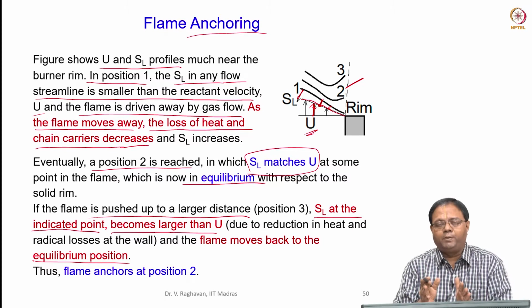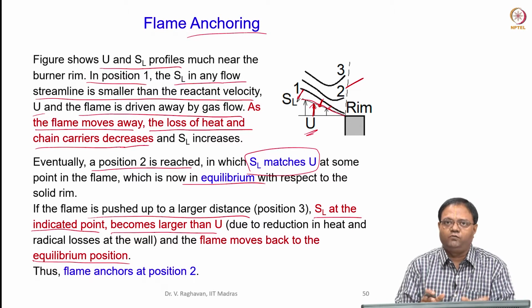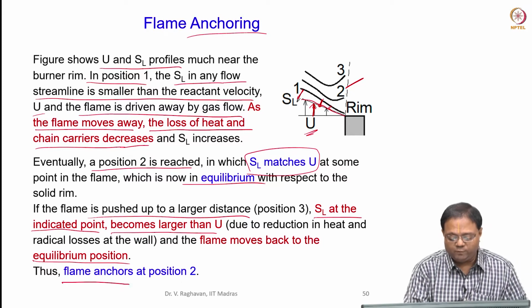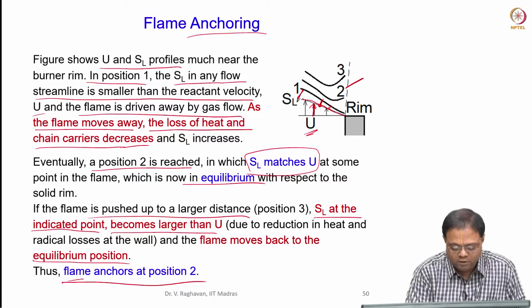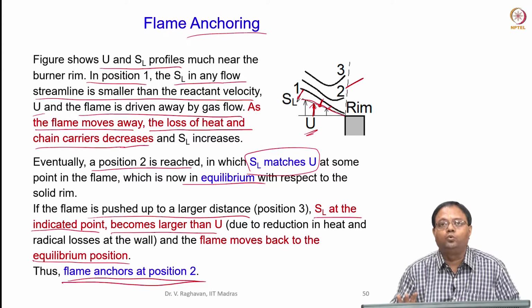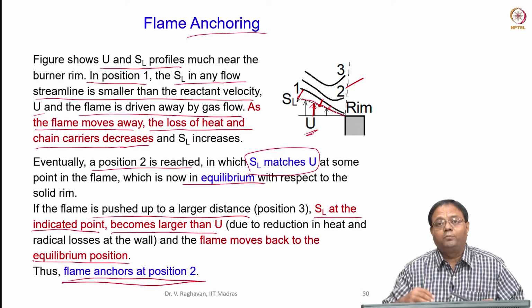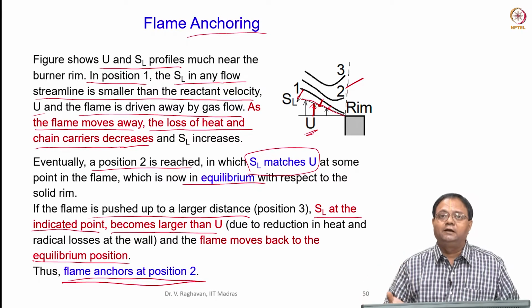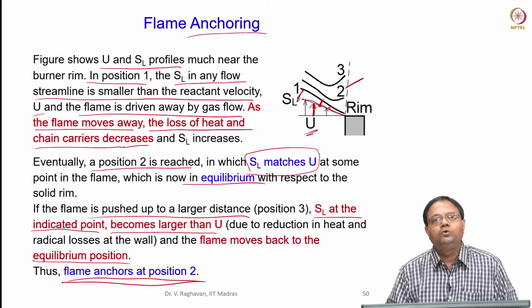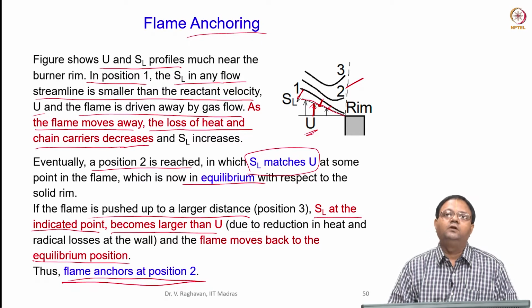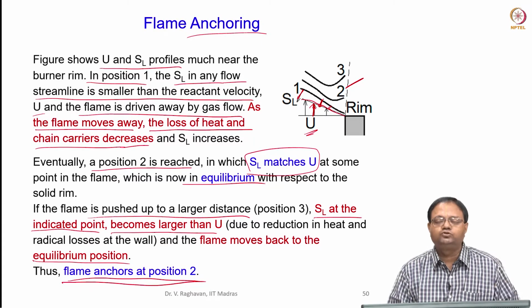So when we operate the burner in a small range of velocities, then we always have the flame within this position 2, which is the equilibrium position. The flame anchors at position 2 stably. But if you increase or decrease velocity more than this range, then we are not going to get a stable flame. Either it will flash back when the velocity is reduced too much, or it will lift off when the velocity is increased too much.